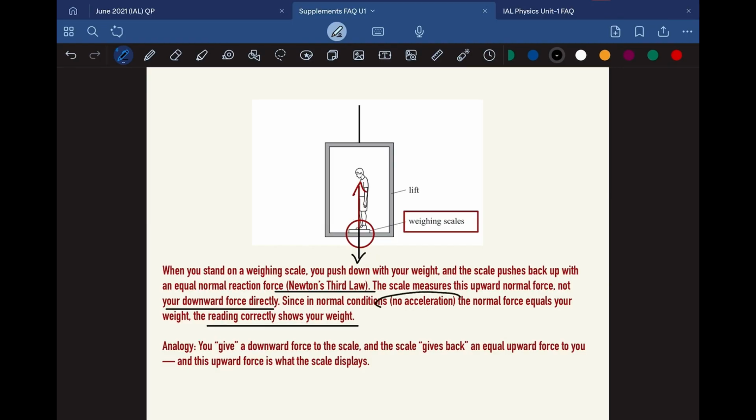But when you are accelerating or decelerating, it doesn't show your actual weight. It actually shows the normal force, because when you're accelerating or decelerating, your normal force is not equal to your weight anymore. The analogy is that you give a downward force to the scale and the scale gives back an equal upward force to you, and this upward force is what the scale actually displays.